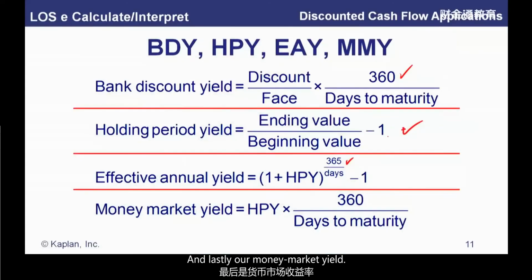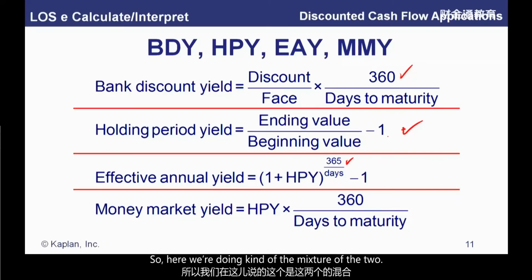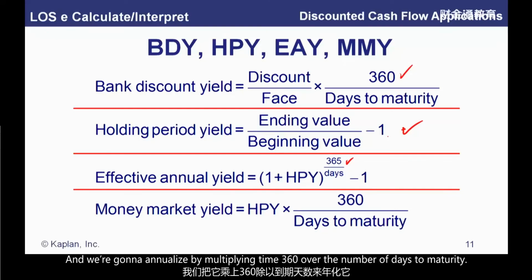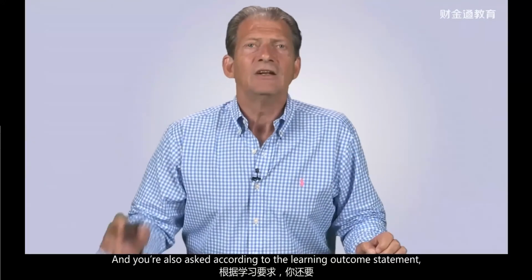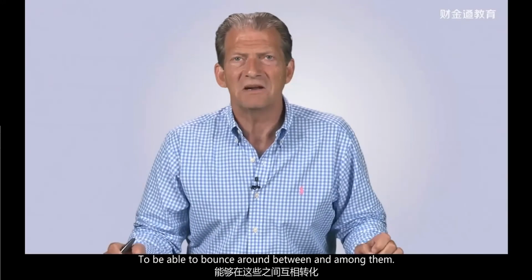And lastly, our money market yield. Money market instruments are instruments that mature in a year or less. Many of our discount type instruments are money market instruments. So here we're doing kind of a mixture of the two. We're going to annualize the holding period yield, so it's a true yield, and we're going to annualize it by multiplying times 360 over the number of days to maturity. So these are just 4 things you have to learn, and you're also asked in the learning outcome statements to be able to bounce around between and among them.